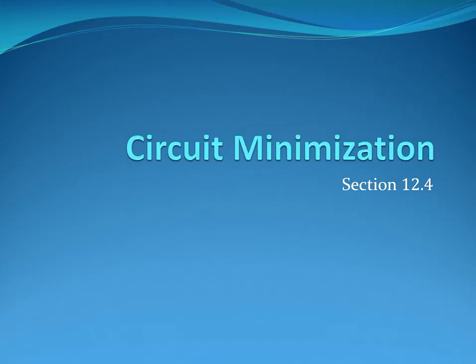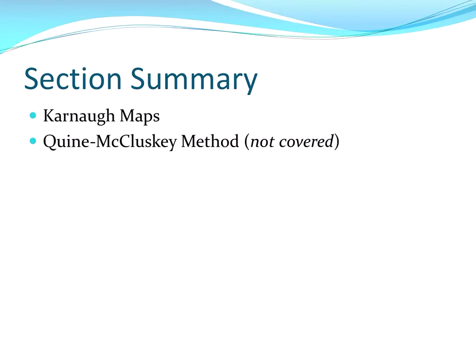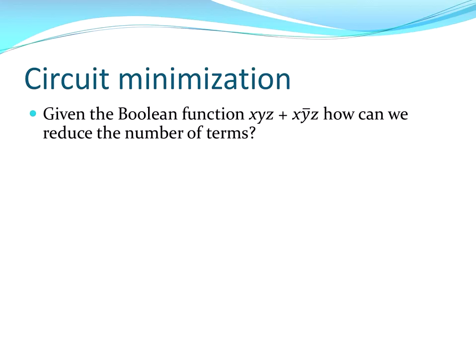We're in Rosen, Discrete Mathematics and its Applications, section 12.4 on circuit minimization or Boolean expression minimization. We will discuss Karnaugh maps in this sequence of videos. We will not discuss Quine-McCluskey. And circuit minimization can also be thought of as Boolean function or Boolean expression minimization because a circuit is just an expression of a Boolean function.